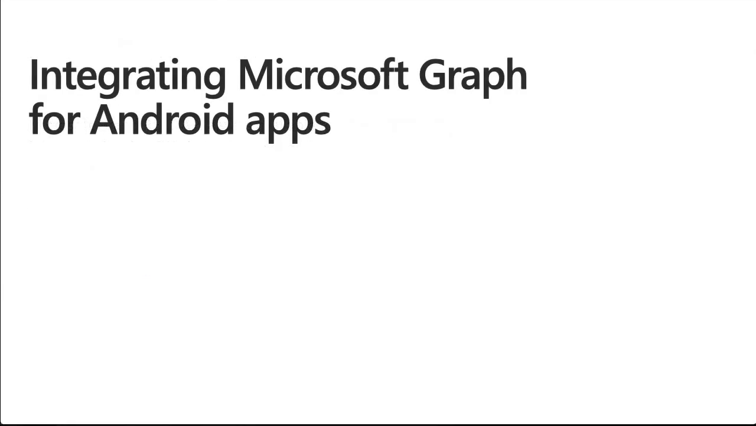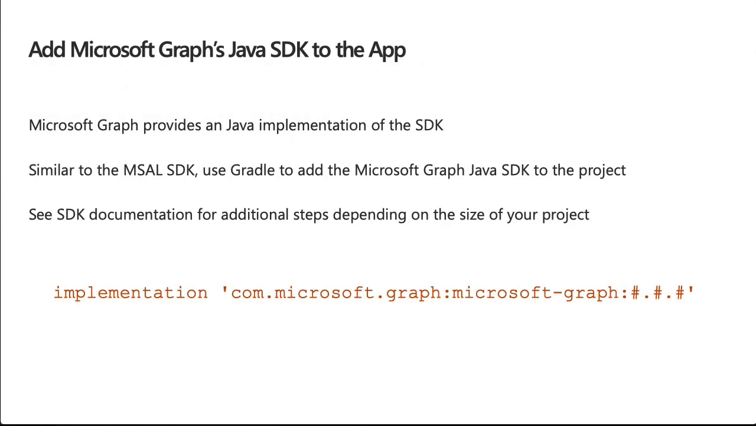Now, how do I go about integrating the Microsoft Graph into a native Android application? Just like the Azure AD MSAL Android SDK, the Graph team provides a Java SDK for native Android applications. You're going to add this to your project using Gradle. Again, Gradle is a build and package management utility commonly used in Android development, very similar in the .NET world to MSBuild and NuGet. You're also going to want to add a reference to something called JSON, which is an open source library that helps with serialization and deserialization of Java and JSON objects, kind of like the Newtonsoft library that we use for JSON.NET in the .NET world.